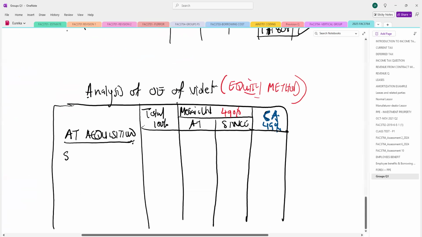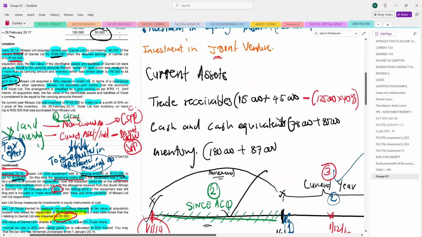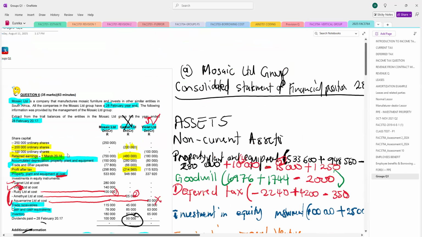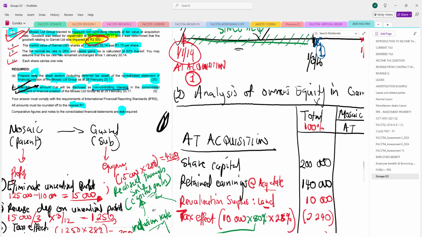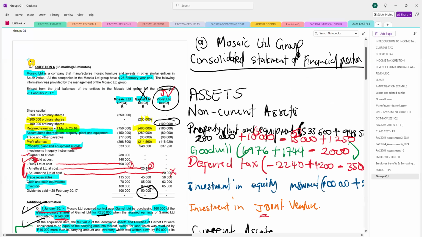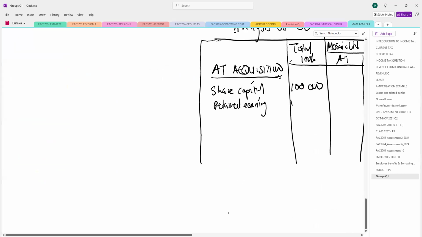Again, the same equities that we're used to, share capital and retained earnings, also at this date. The share capital is not going to change. I can take it even from the trial balance. So my share capital for Violet, my focus is now on Violet, guys, is 100,000. So I'm going to put 100,000. Then my retained earnings on that date, I can get it from the trial balance because it's exactly the beginning of the year. So for Violet, it was 180,000. So I'm gonna put 180,000.